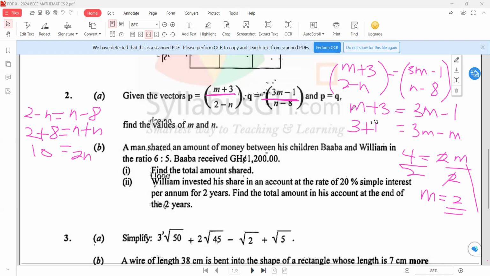2n is 10. Divide both sides by 2. n should also be 5. So if we found the values of m, we have found the values of n.